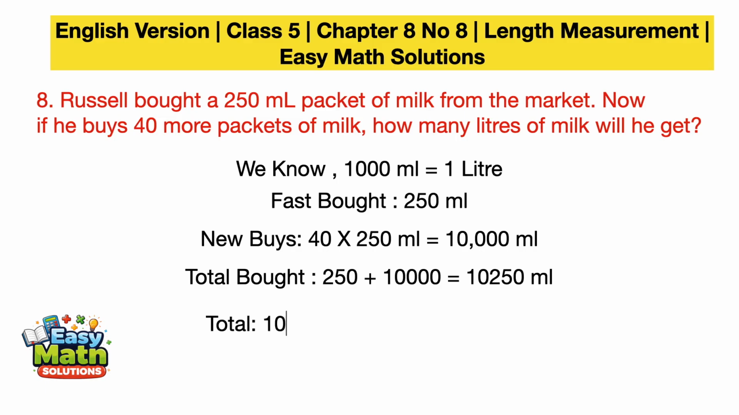Then the total answer will be in liters. Okay, then we need to convert it to liters, so we convert 10,250 milliliters to liters. We know 1 liter equals 1000 milliliters. So 10,250 divided by 1000 equals 10.25 liters.